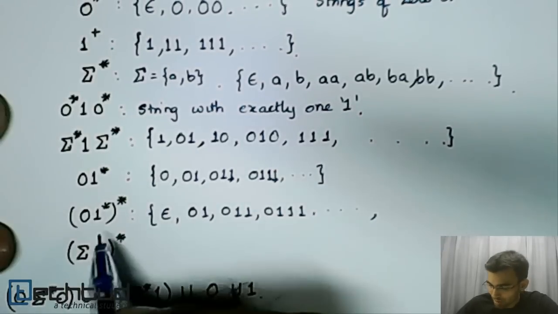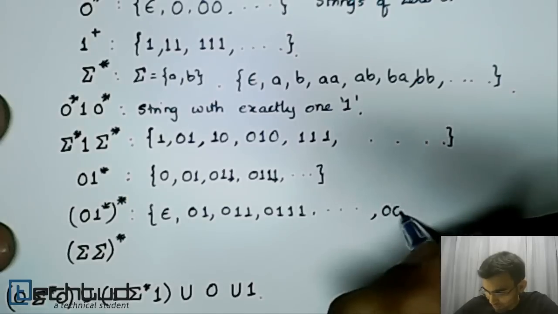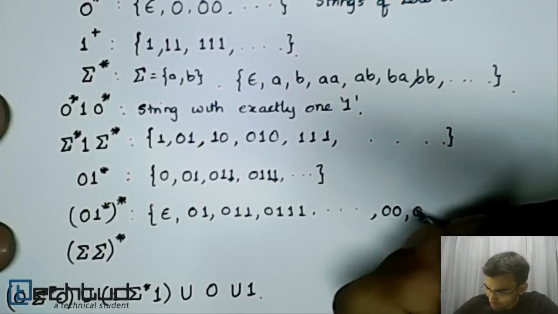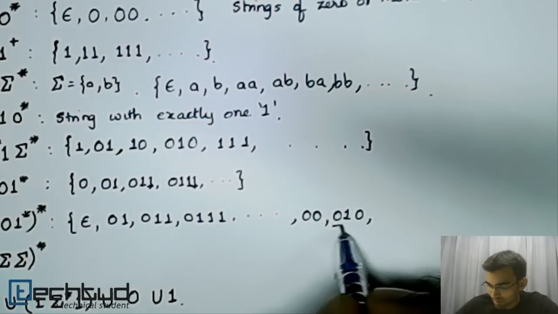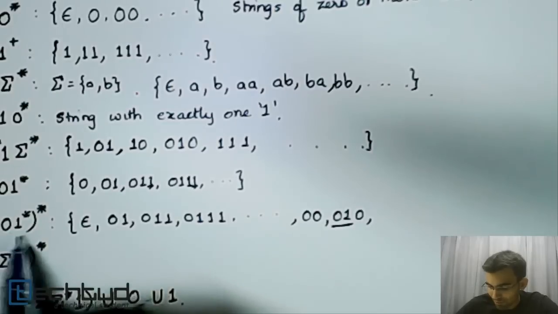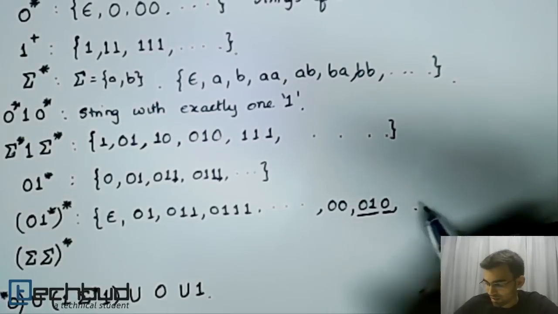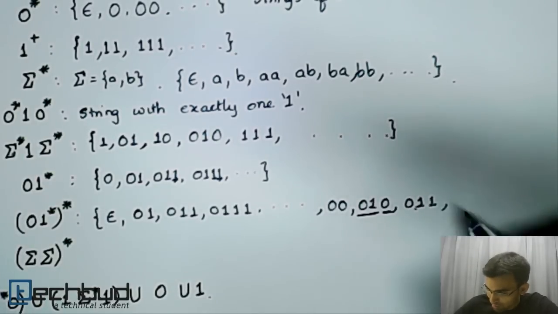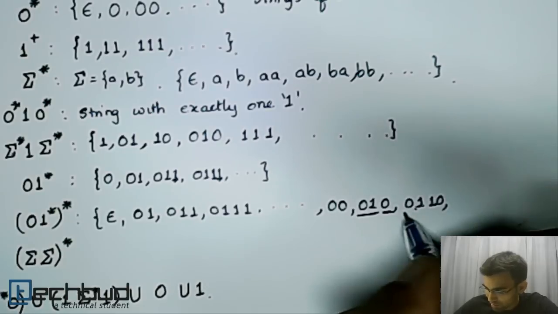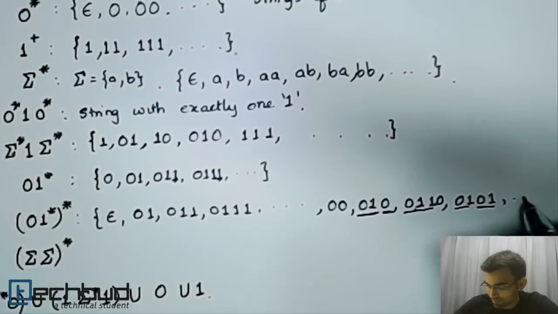Or two occurrences of 0, 1 star. So you can have 0, 1, 0 followed by nothing, followed by 0, 0 followed by 1, followed by a 0. So this 0, 1 is the first occurrence of 0, 1 star, and this 0 is from the second occurrence. 0, 1, 1, 0, again, this is from the first. 0, 1, 0, 1. Alright, and so on.